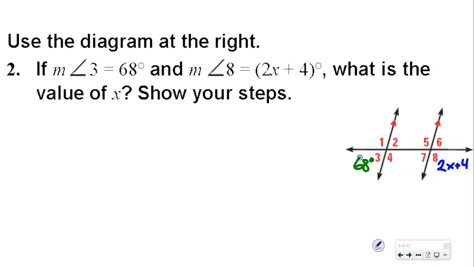Another way is identify that 3 and 4 are a linear pair. They form that line there. So 3 and 4 would be supplementary. And I know 4 and 8 are corresponding angles, so they would be congruent. So that tells me 3 and 8 are supplementary. So they will add up to 180.